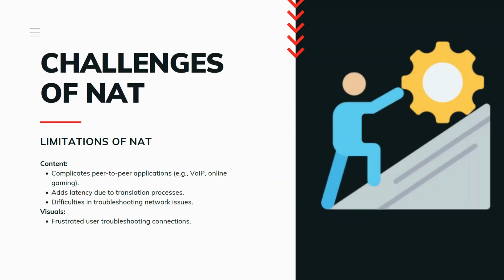While NAT is widely used, it does come with some challenges. For example, it can complicate peer-to-peer applications like VoIP or online gaming, where direct communication between devices is required. Additionally, troubleshooting network issues can be more difficult because the translation process can sometimes obscure the real source of a problem.